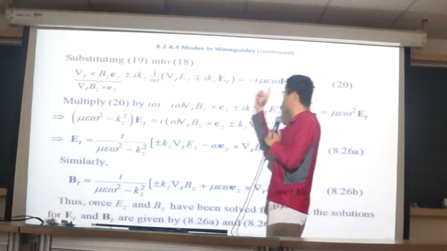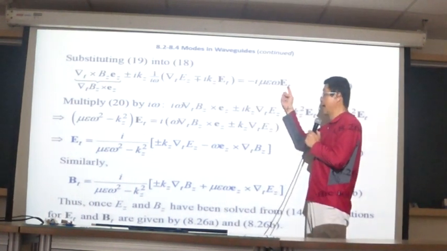And then we still have Bz, we have Ez, we have transverse, we have another transverse. And how to do that?